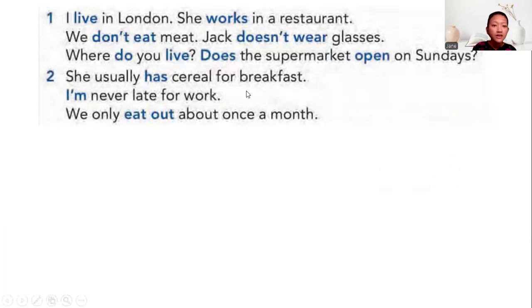All right. Now let's look at the sentences in more detail. First, look at number 1. So remember that for first person, second person, and third person plural pronouns, we use live, while for third person singular pronouns, we add s in the main verbs. We use don't for I, we, you, they, and we use does or doesn't for third person singular pronouns.